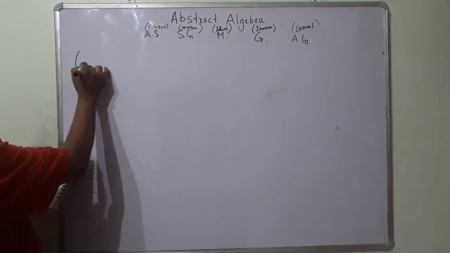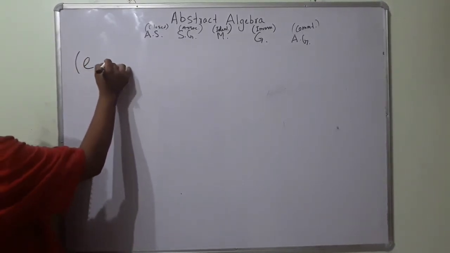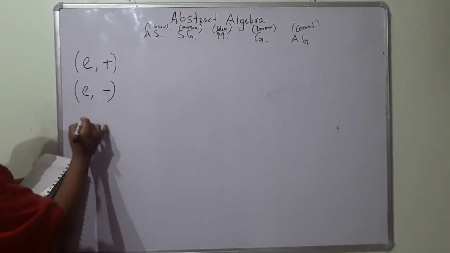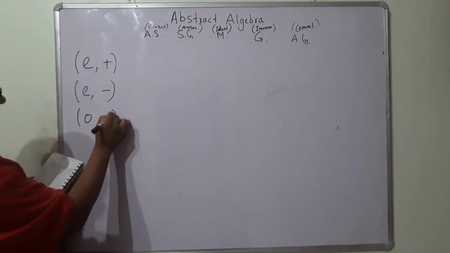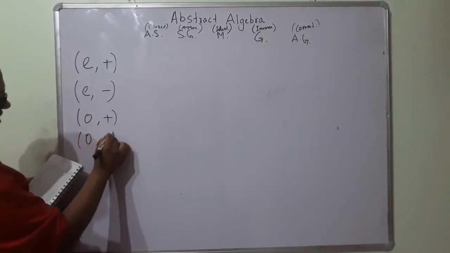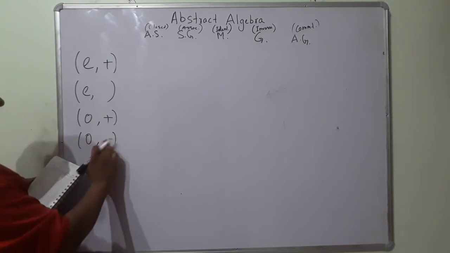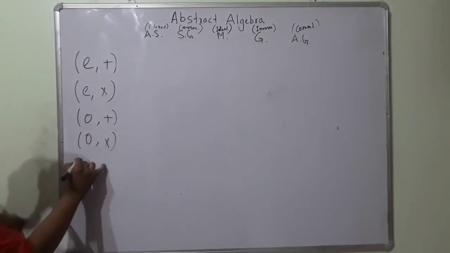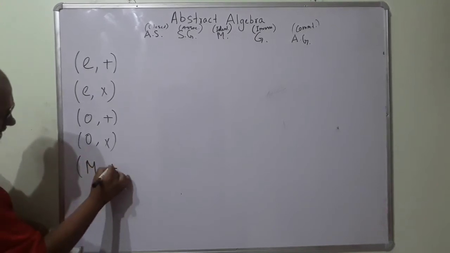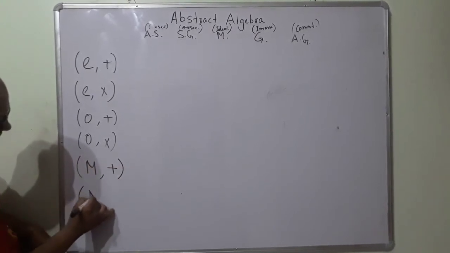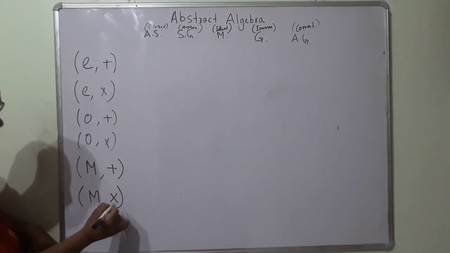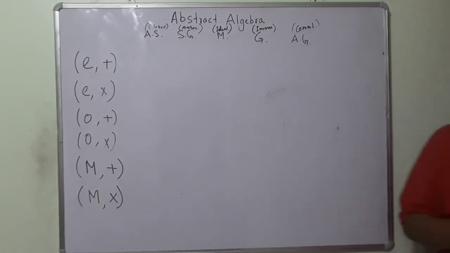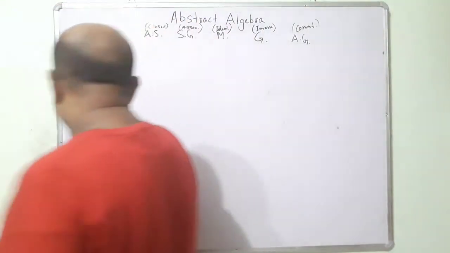This is the set of even numbers under the operation addition. This is the set of even numbers under the operation subtraction. Set of odd numbers under the operation addition. Set of odd numbers under the operation subtraction, multiplication. Then the set of matrices under the operation addition. The set of matrices under the operation multiplication. You know what is matrix addition, you know what is matrix multiplication. So let us now figure this out.